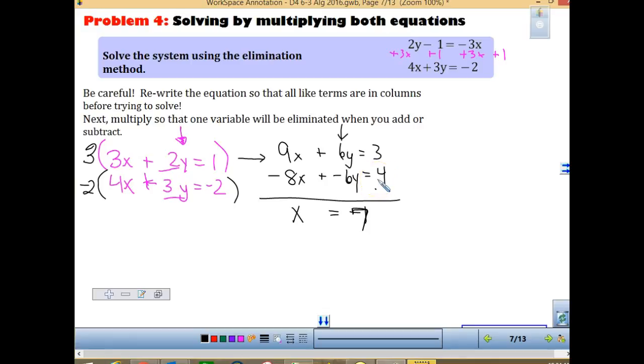All right, Katie, which equation, going back to your originals, would you like to use to solve for y? First one. So, first equation is 2y minus 1 equals negative 3x. So tell me what I should write down. You know x is 7. 2y minus 1 equals negative 3 times 7. So Josie, we're going to keep going. We get 2y minus 1 equals negative 21.